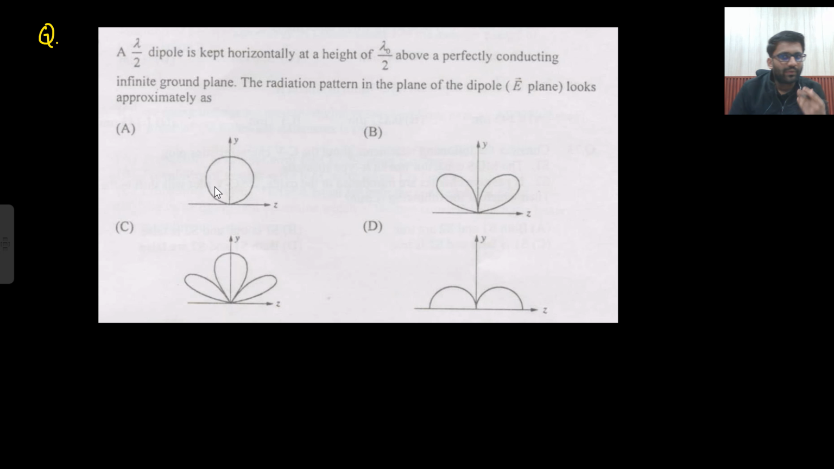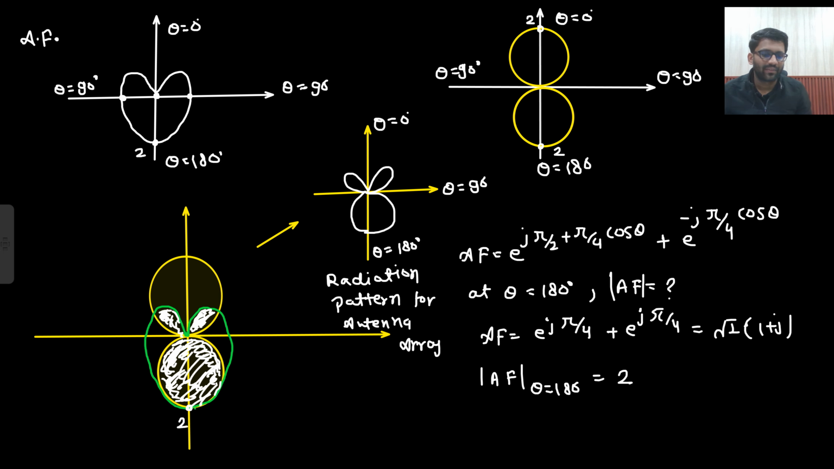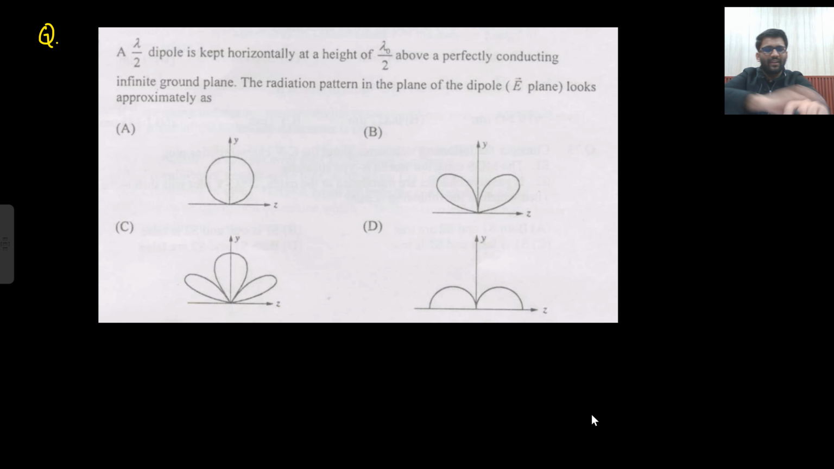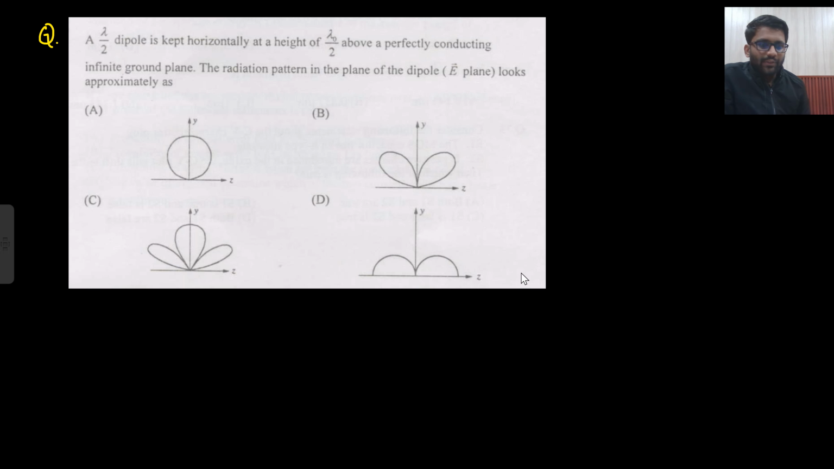A lambda by 2 dipole is kept. Okay, let me take a break. You try it on your own. I guess you would be able to do it. We have already done it. Just see here. Try doing it, and I will come back after a break, and you should be done with this. Yeah, so did you guys try this question?